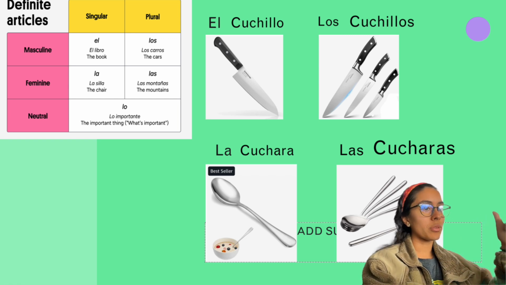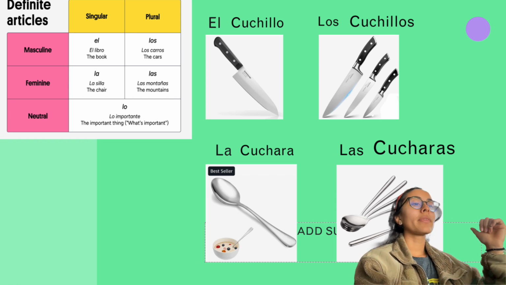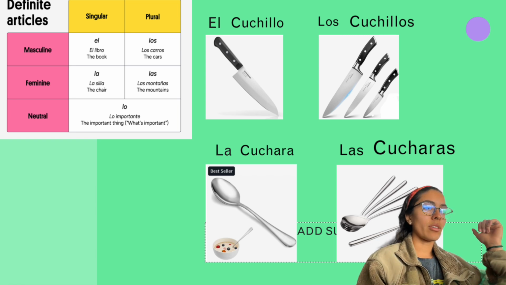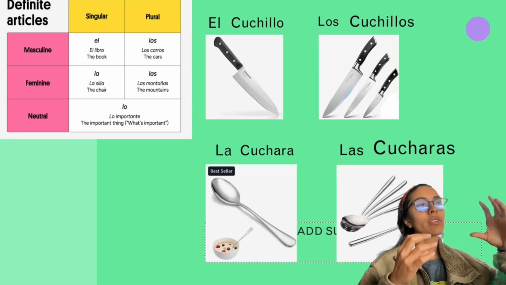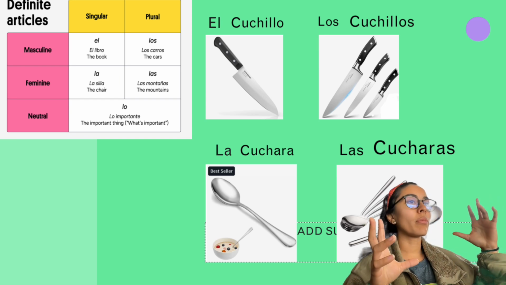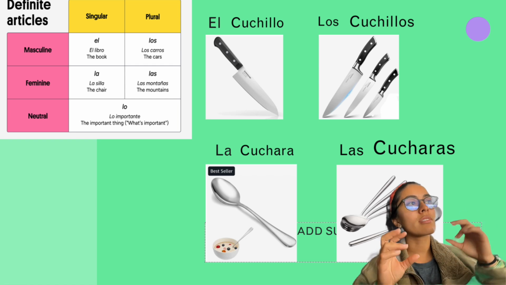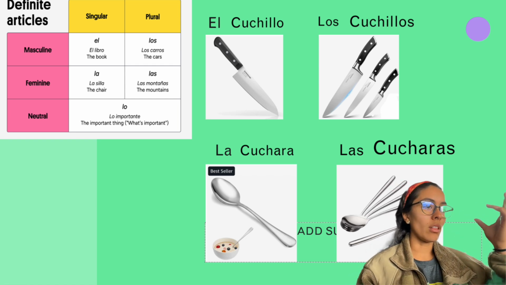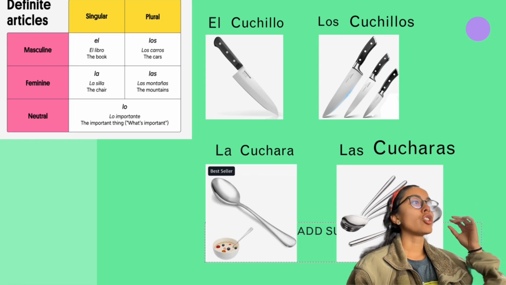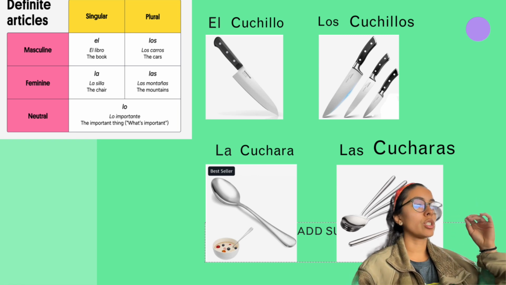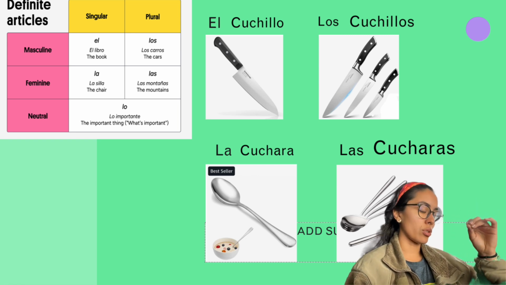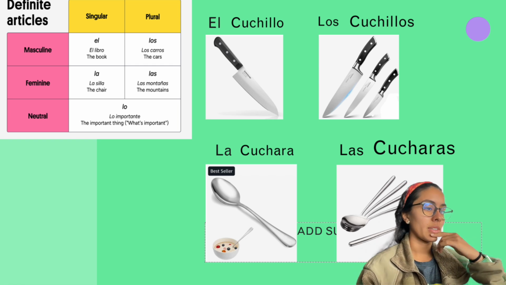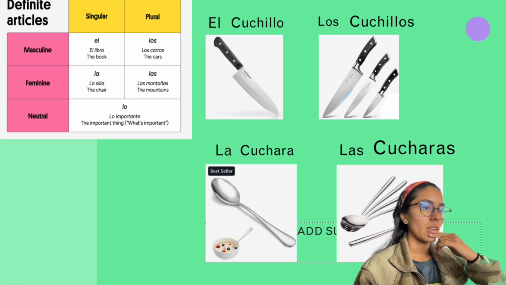Okay, that was great. Remember that this double L, in English we use it as a very soft sound, we barely step on it. In Spanish, we do step on it a lot and it's more of a j. So el cuchillo, los cuchillos. Just to keep it in mind.